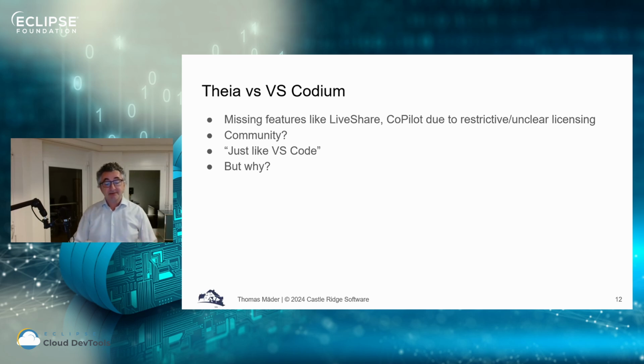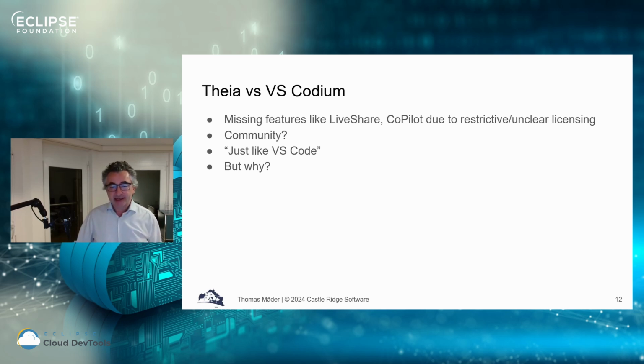Second, community. What happens if you have a problem with VS Codium, right? There's no real community programming for VS Codium. They're doing a rebuild of VS Code with the non-open source bits removed. The third one is VS Codium is just like VS Code. And as we've seen before, there are some advantages to using Theia feature-wise, and you just won't get those with VS Codium either. And the last one is, but why? If you care about open source so much that you're not using VS Code, why would you use something based on VS Code when there's a valid alternative, right?